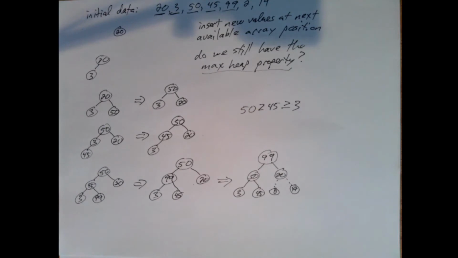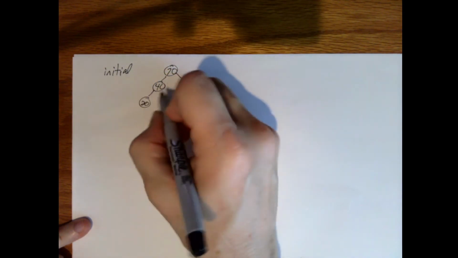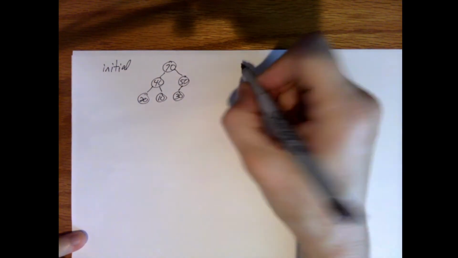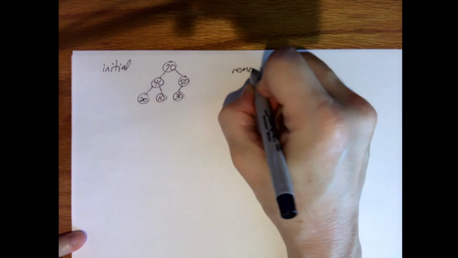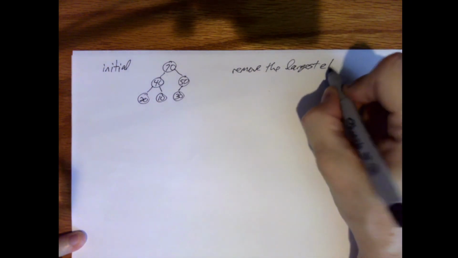Okay? What about deleting a node? Depends on where it's deleting from, right? But let's start with this tree. Right. So what we're going to do here, we're going to remove the largest element each time.